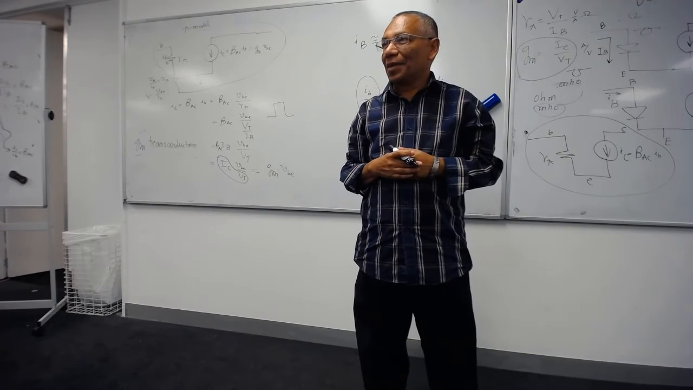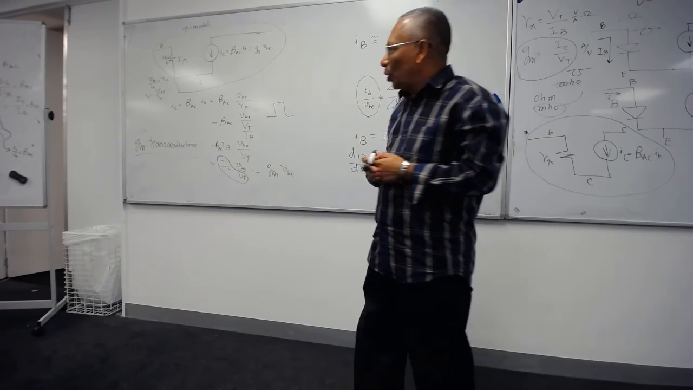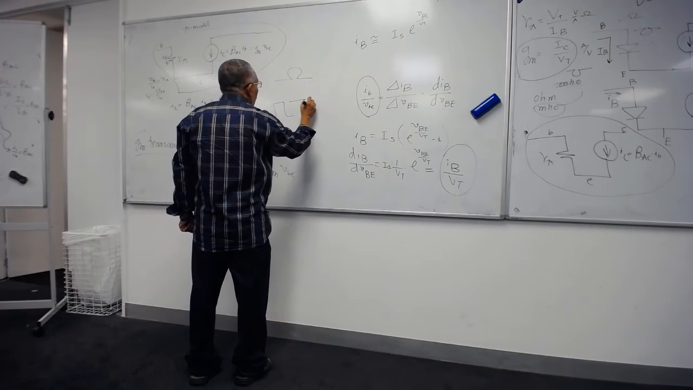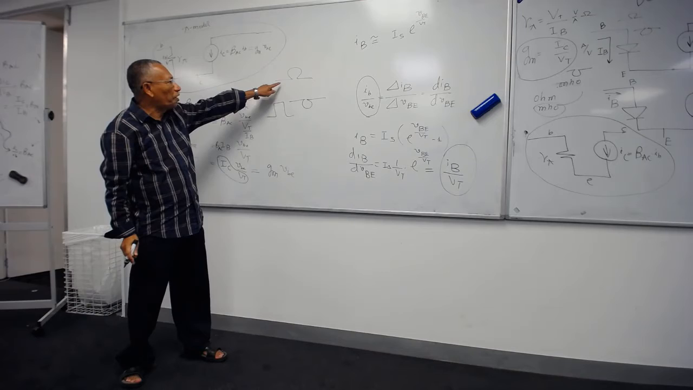Can we just write omega to the power of minus 1? Yeah, you can use this for ohm, and you can use this for mho. This is for resistor, and this is for conductor.